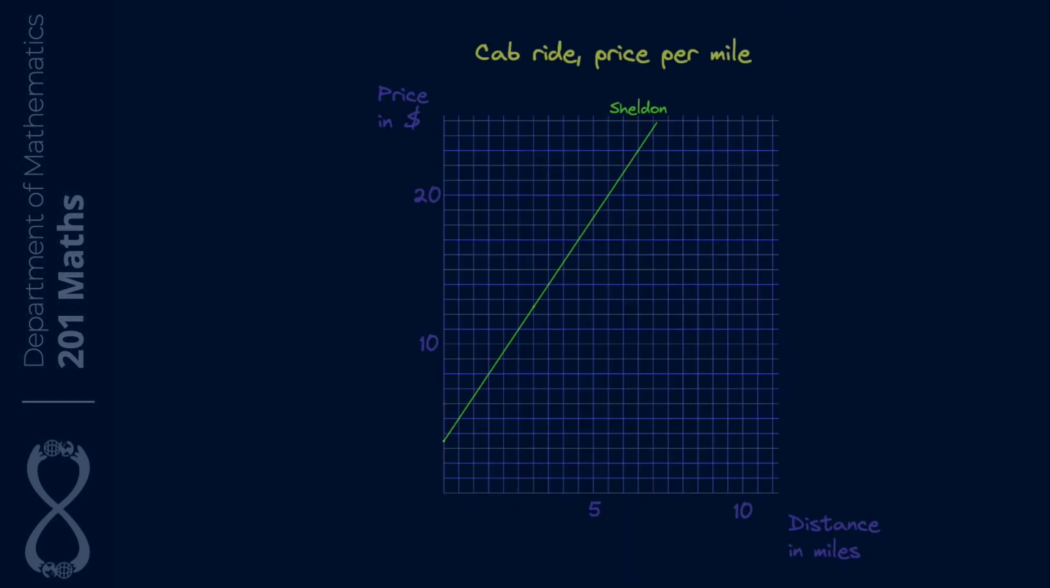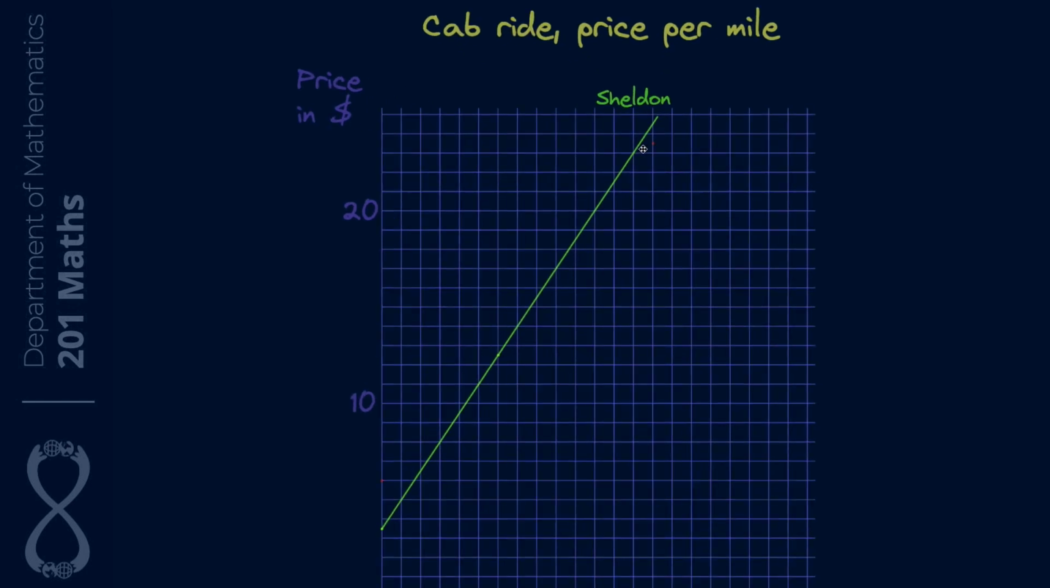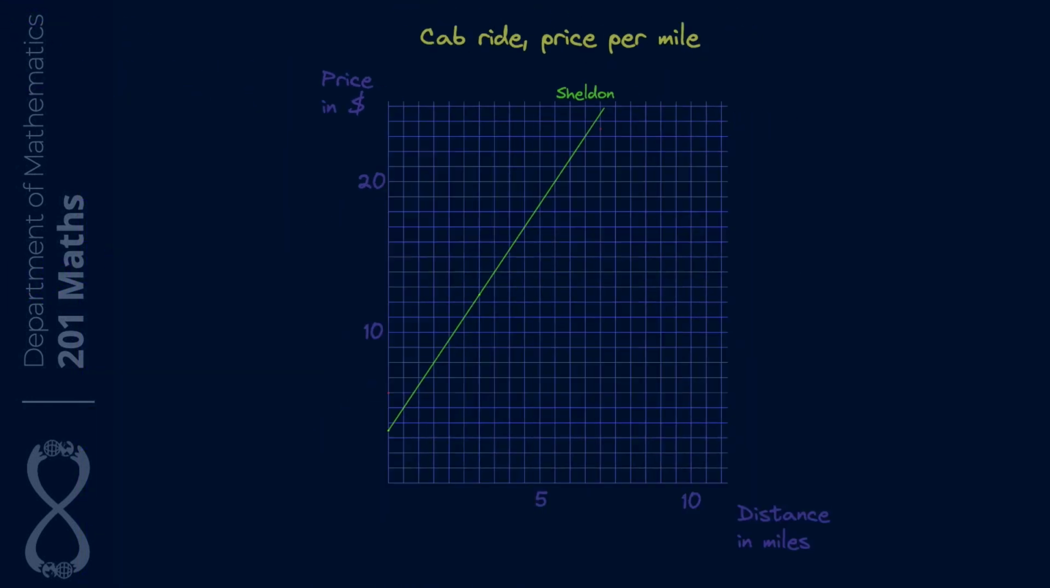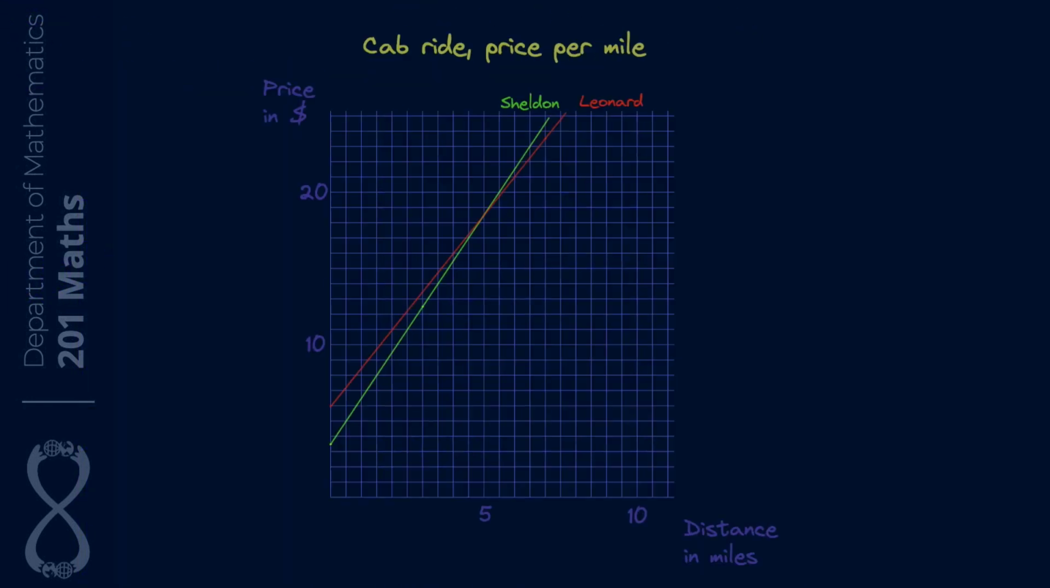And for the second point, let's go with 7 miles. We had calculated that the price for 7 miles with Leonard was $23.50. So our point goes here. So let's draw Leonard's line. Here we go. Arguably, the most interesting part of this graph is what happens at 5 miles.